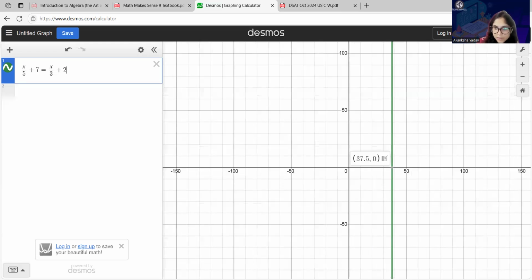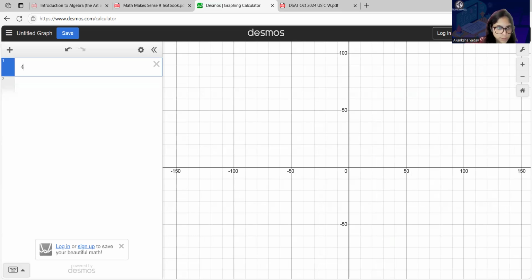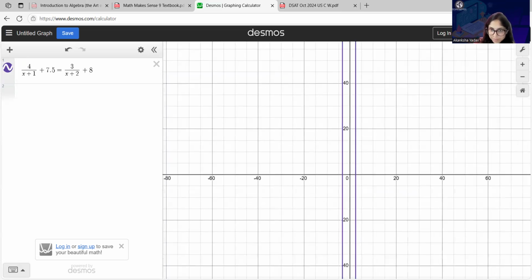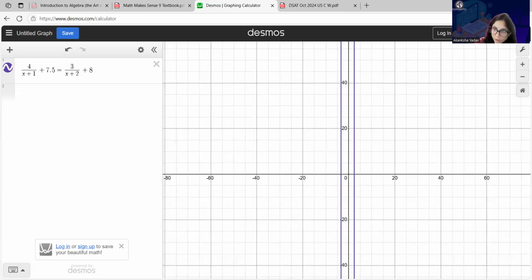If I type it in, you can see the value is 37.5. This is also your linear equation itself. Now, when there's any other equation apart from linear and quadratic, you will see that you cannot pick the points, right? I'm not able to click on them. So how do you solve this problem?